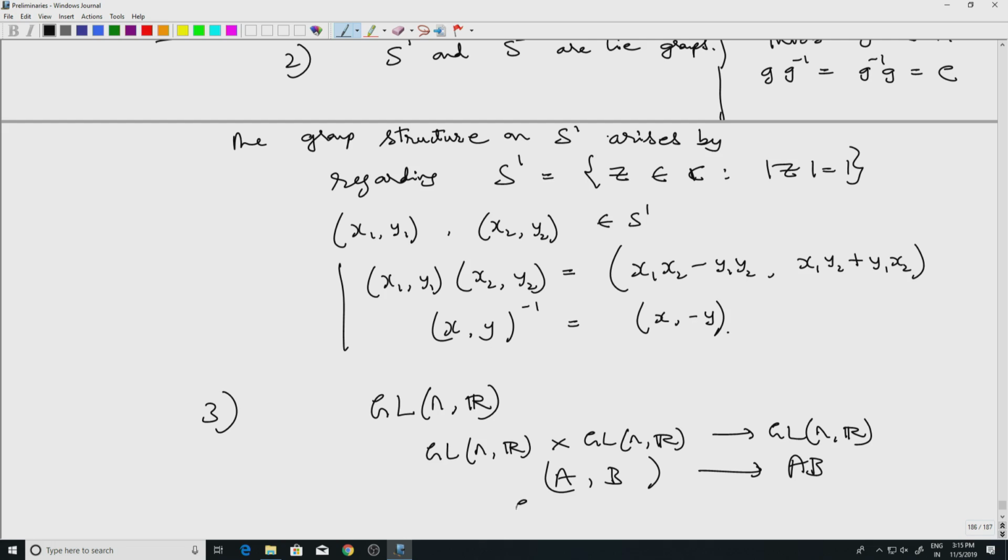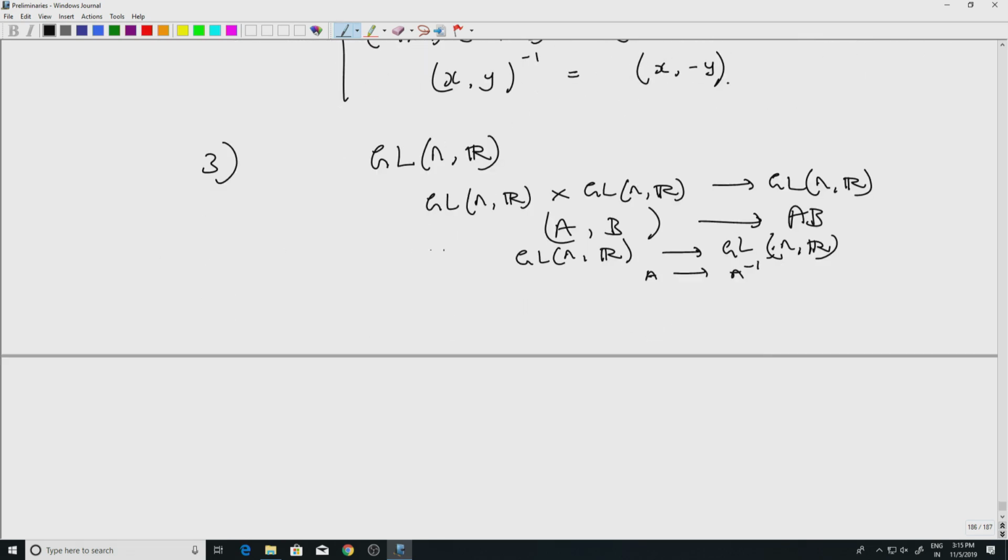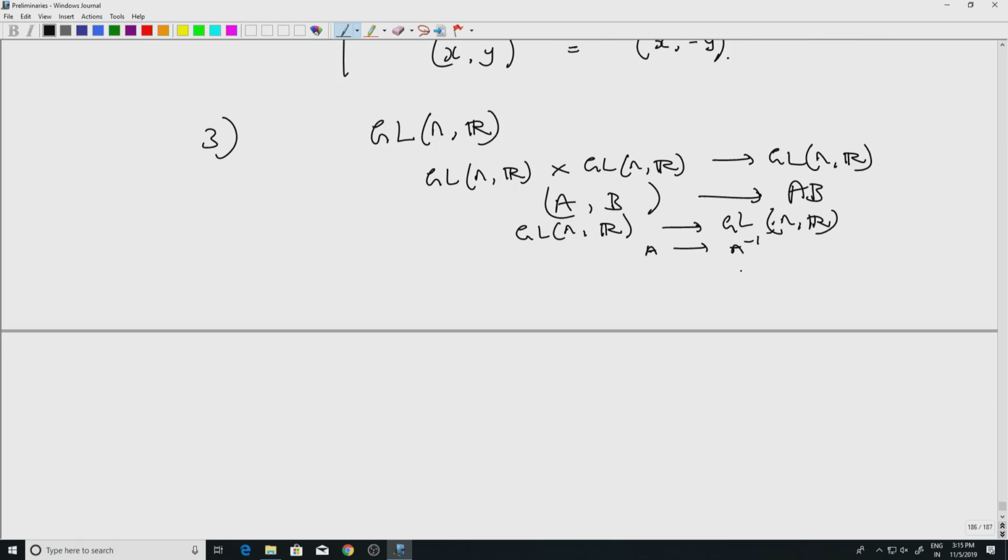And similarly inversion, GLNR to GLNR, the map is A going to A inverse. Here it is still smooth, but it's certainly not going to be a polynomial operation. The entries of A inverse are not polynomials in the entries of A, but they're the next best thing. They're rational functions, the ratio of two polynomials.